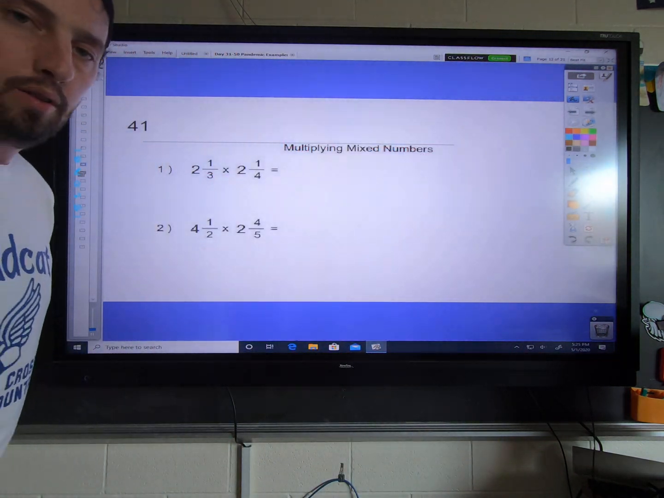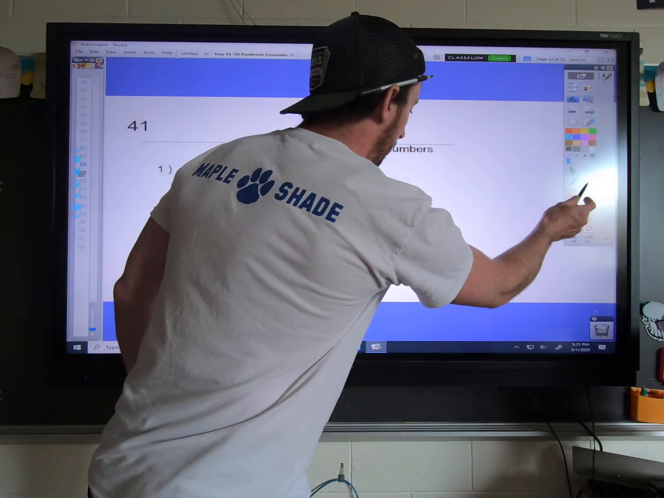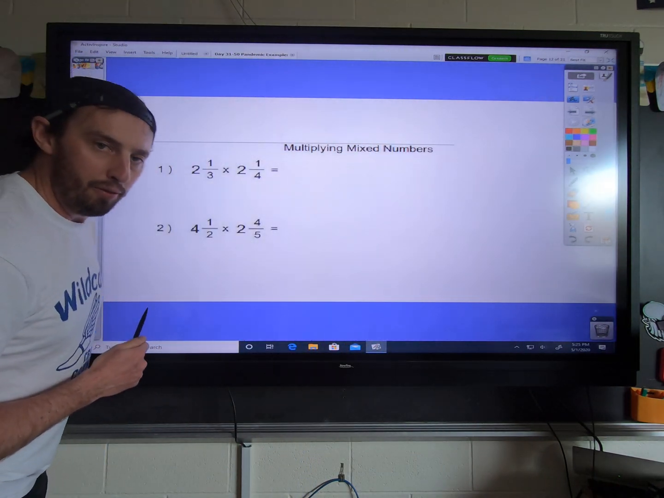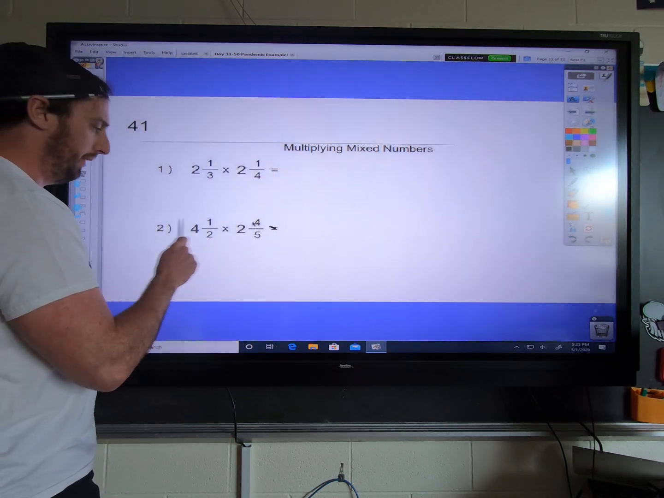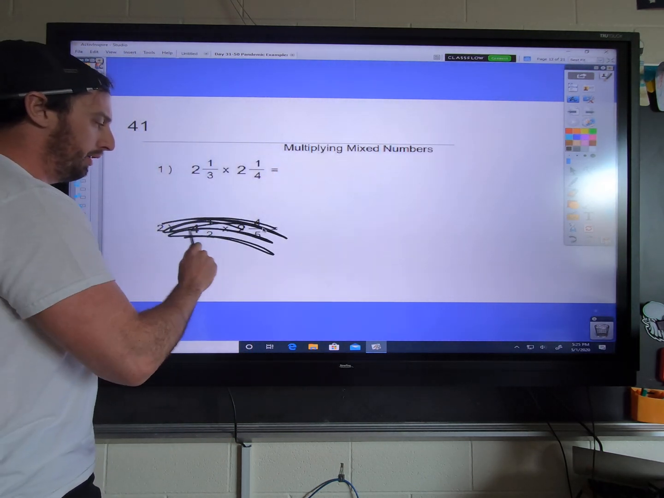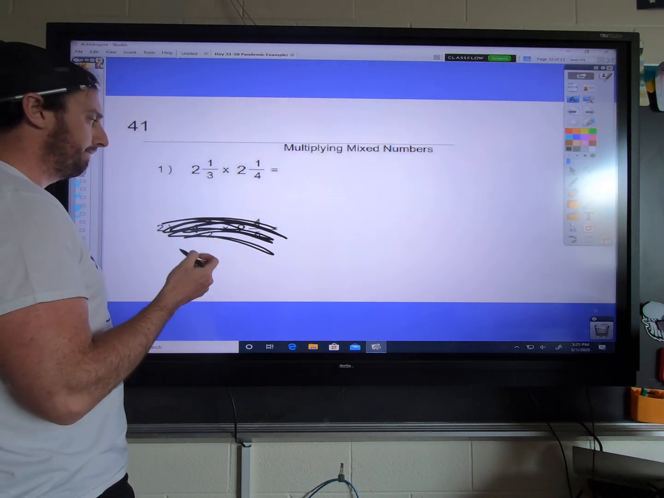Multiplying mixed numbers. All you have to do is change these numbers into top-heavy fractions in order to multiply straight across. So I'm just going to cancel this one out real quick. We'll come back to that example in a second. This is day 41, by the way.